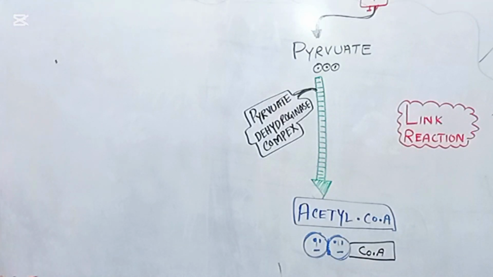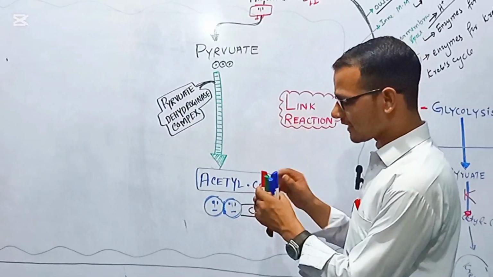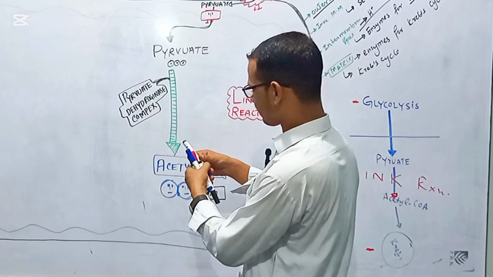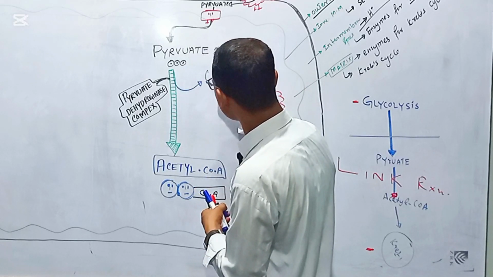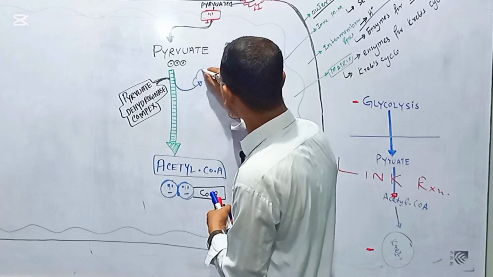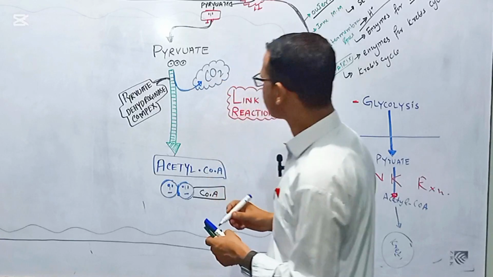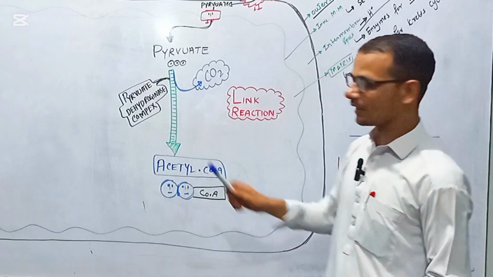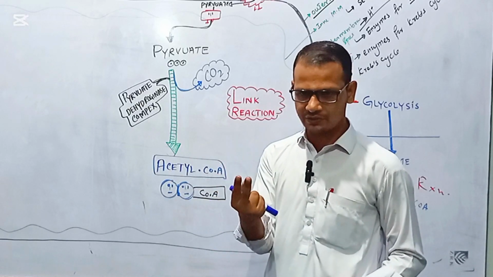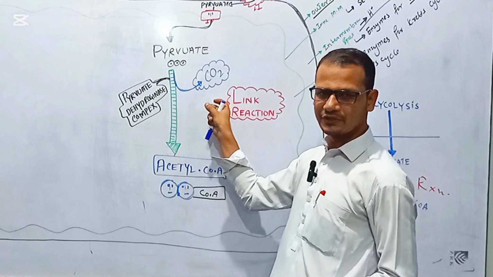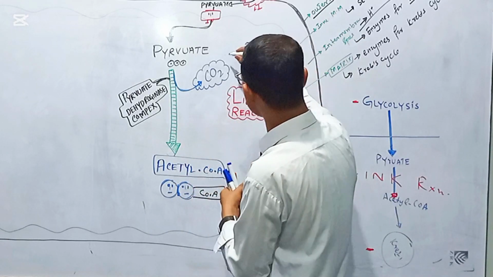What are the changes that occur due to this pyruvate dehydrogenase complex? First, it will lose one carbon in the form of carbon dioxide. So one carbon dioxide is lost from here, and this is the first carbon which is lost in Krebs cycle. And this link reaction will also undergo two times because there are two pyruvates. So two carbon dioxide will be released here. The second change: this reaction is called decarboxylation.